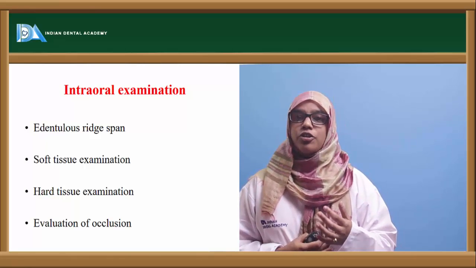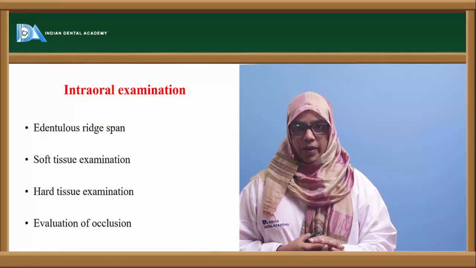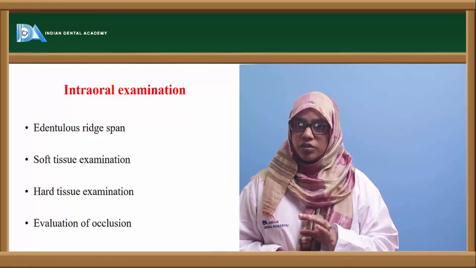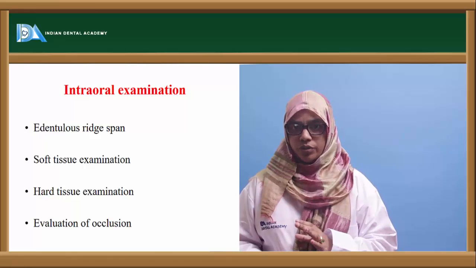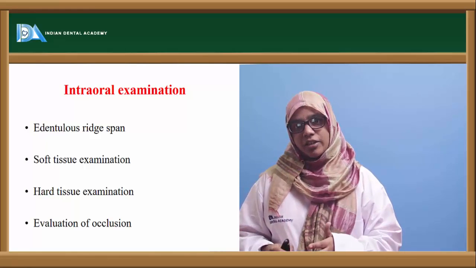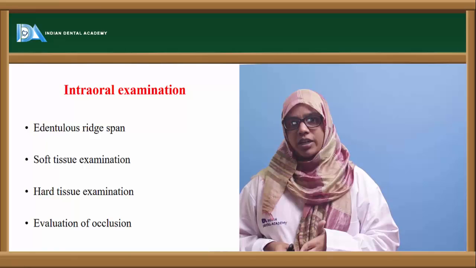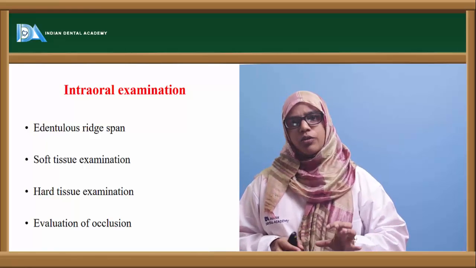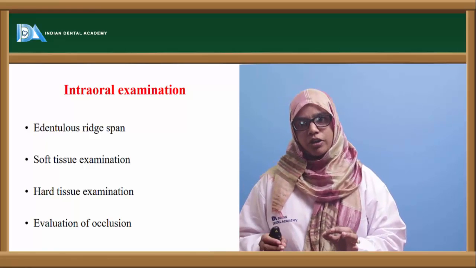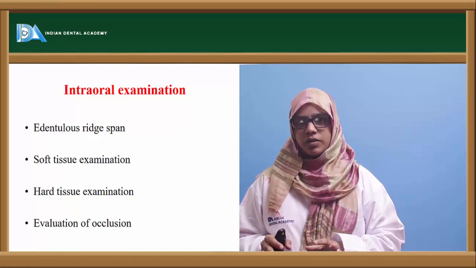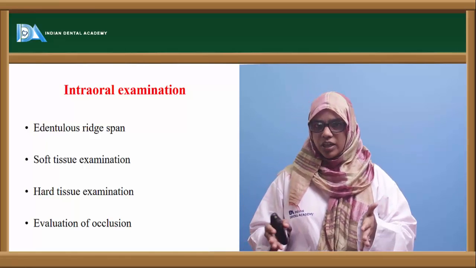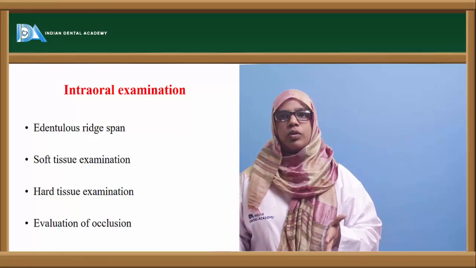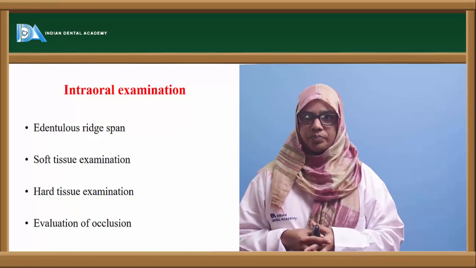You need to examine the edentulous ridge span to decide how many implants you need to replace. Normally they say that for every root you have to put an implant. But one thing you can keep in mind is that between a tooth and an implant you should have a minimum of 2 mm of space, and between two implants 1 mm of space.